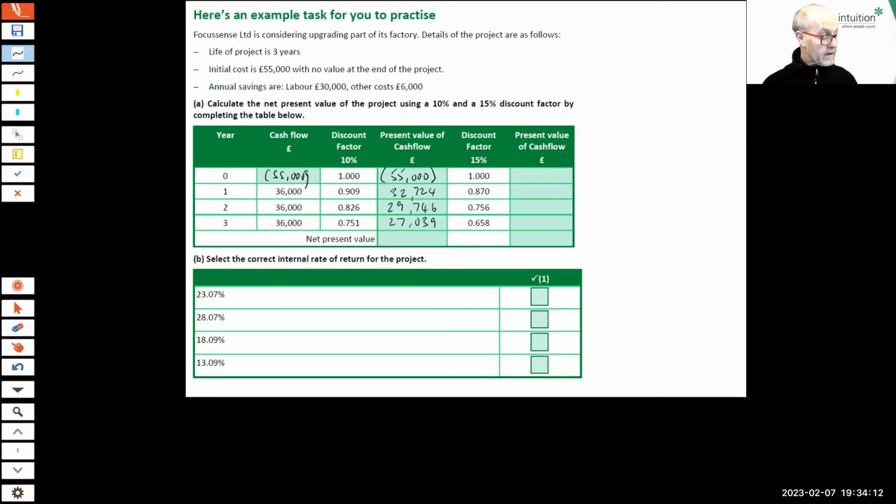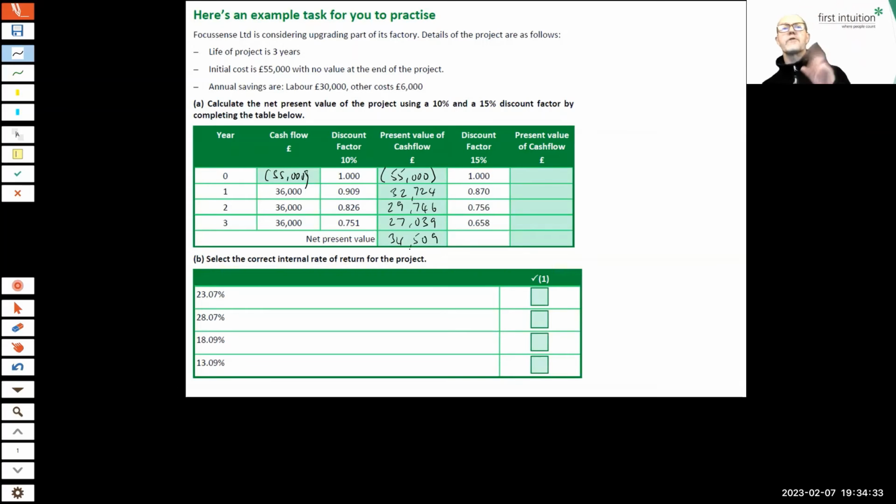So now we simply sum them up. 27,039. Add that to 29,746. You see what I mean? Add that to 32,724. 89,509. Take away the 55,000. Net present value is 34,509.